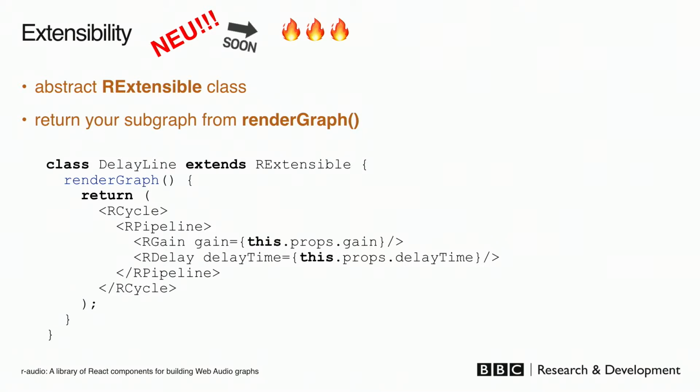Right, and this is very fresh. I literally built this into the library yesterday, because I finally came up with how I can do it. I created this abstract extensible class, which you can use to create your own subgraphs. This class could then be exported, and you could share your subgraphs on NPM, for instance, so people could import this delay line into their own projects. This has not actually been published yet, but it's going to be later today or tomorrow. It is on GitHub already.